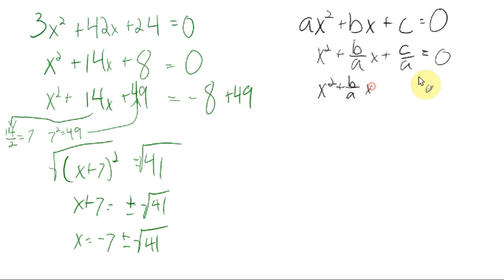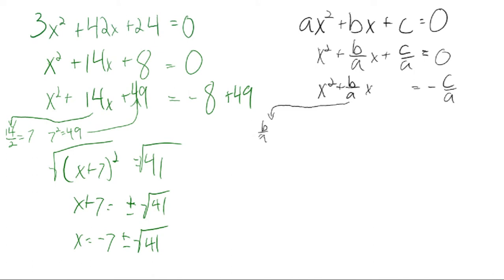Okay. x squared plus b over a x equals negative c over a. What do we do? To find this number, we do the same thing as we did with 14. It's not 14, but whatever it is, we will divide it by 2. Let me just fix that. We'll divide it by 2.